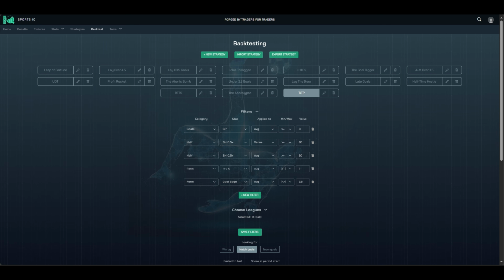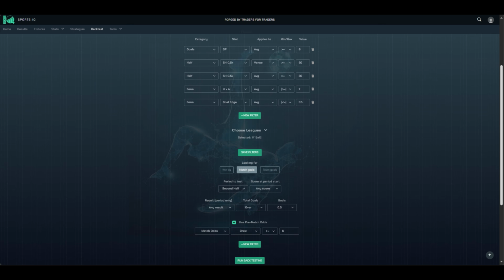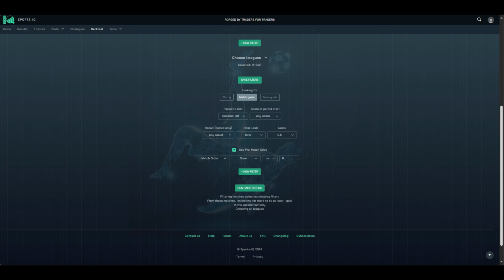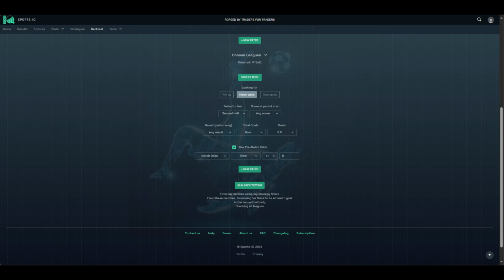The last filter I'm going to use is goal edge, which is in the form selection and is looking for games with goals. I recommend this to be set below 3.5, and again, we have this set as an absolute value, so it will look at both home and away, and that's it. Simple. Now let's take a look at the backtesting on Sports IQ using these filters I have just mentioned.